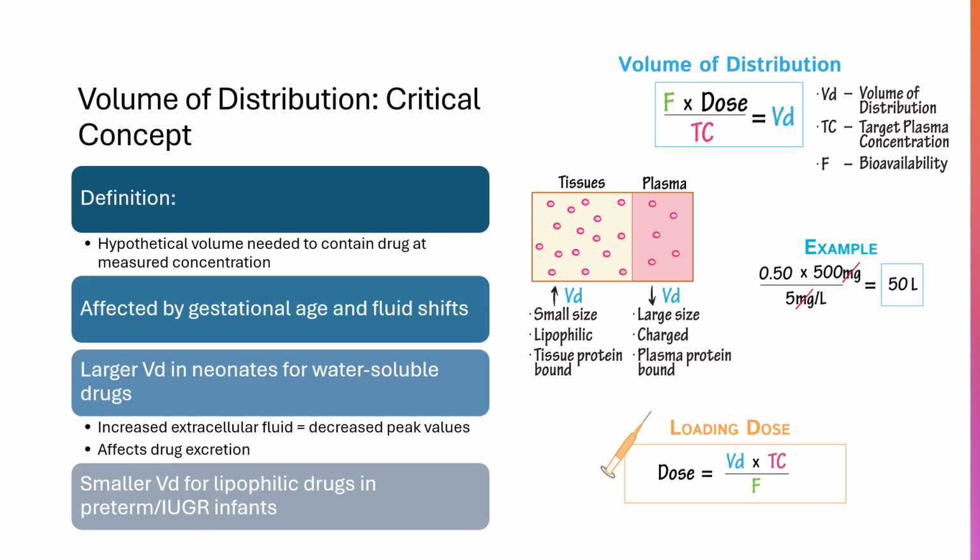Conversely, lipophilic drugs have a smaller volume of distribution in preterm or IUGR infants because they have less body fat for the drug to distribute into. This concept directly affects your initial dosing decisions. Larger volume of distribution often means you need a larger milligram per kilogram loading dose to achieve therapeutic levels.